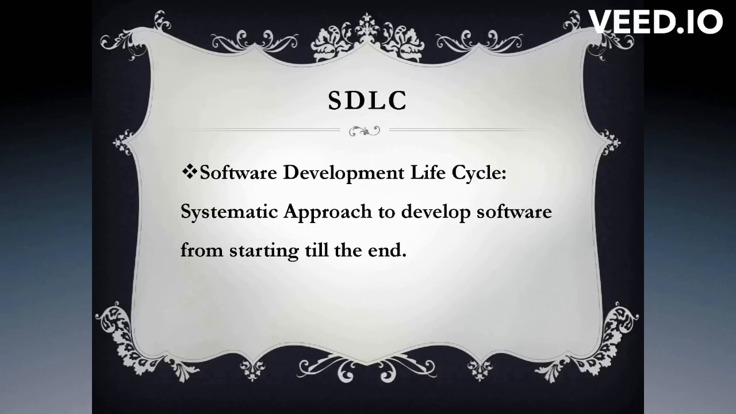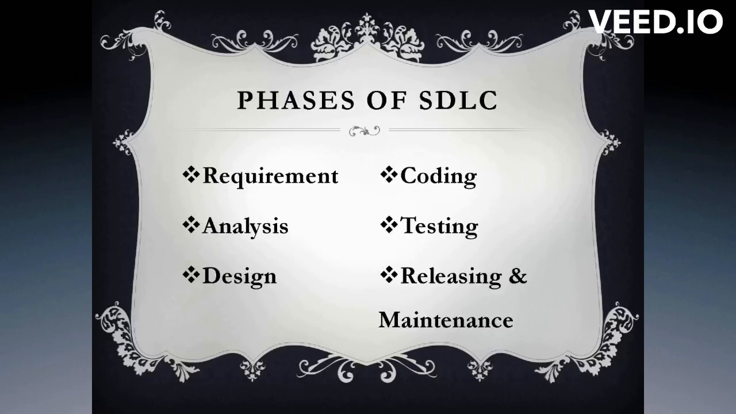Let us see what are the different phases in this. So here there are six phases involved in SDLC. They are requirement analysis, design, coding, testing, releasing and maintenance. Let us see what are these one by one. First one is requirement phase.